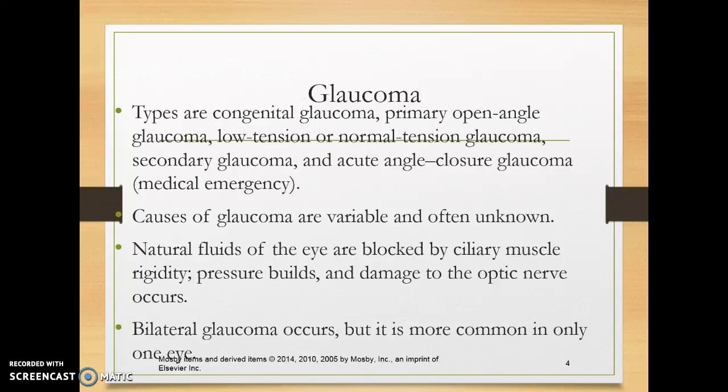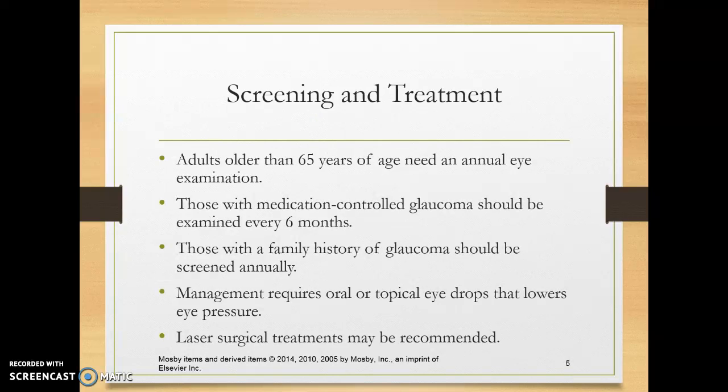Bilateral glaucoma is typical, but it is more common in only one eye. So many times it'll only happen in one eye, but it can happen bilaterally. So for screening for glaucoma, adults that are 65 years of age and older need to have an annual eye examination. Those with medication controlled glaucoma should have those vision exams done every 6 months.